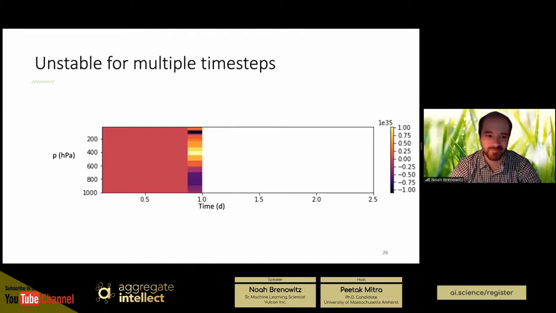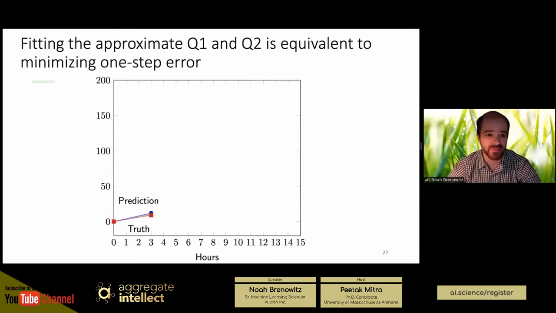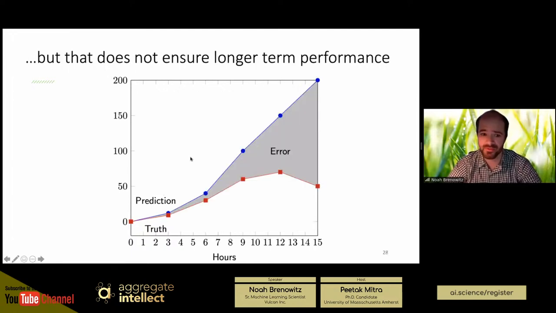And so this is a classic sign of numerical instability. Sometimes if you learn an incorrect numerical discretization, you'll tend to predict blowups. And the reason this is happening is because when we minimize this error, we had a 3-hour sampling in the data, but over a single sampling period of our data, we may be minimizing this gray error here. That doesn't preclude the fact that it can grow very large in future time steps.